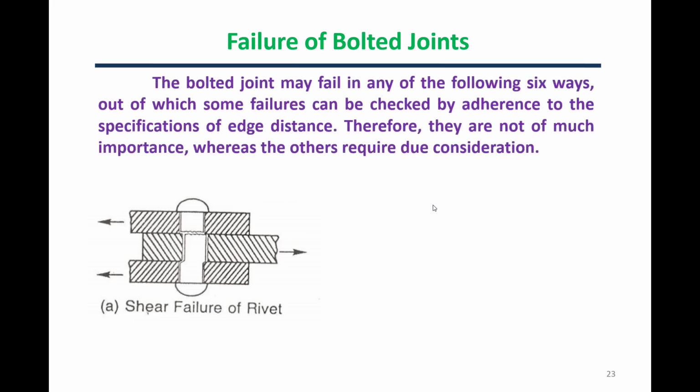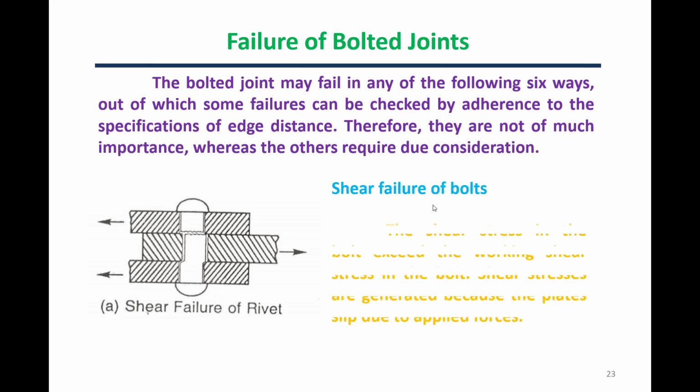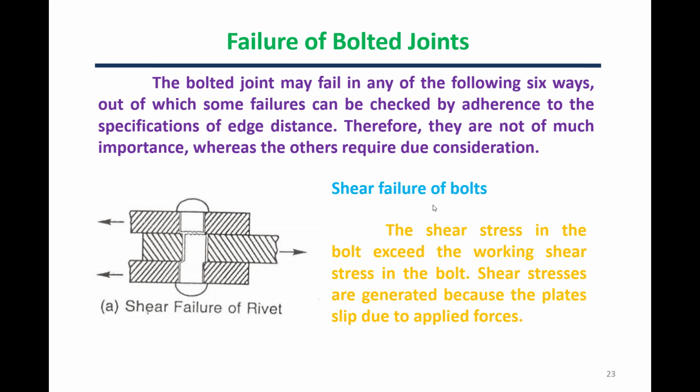So for the failure of bolted joints, a bolted joint may fail in any of the following 6 ways. Out of which some failures can be checked by adherence to the specification of edge distances. Therefore, they are not of much importance, whereas the others require due consideration. So we have shear failure of bolt. The shear stress in the bolt exceeds the working shear stress in the bolt. Shear stresses are generated because the plates slip due to applied forces.